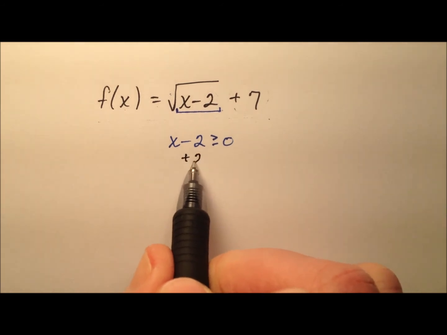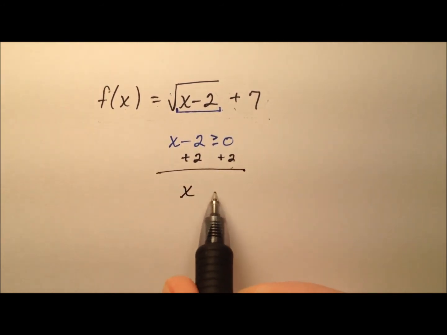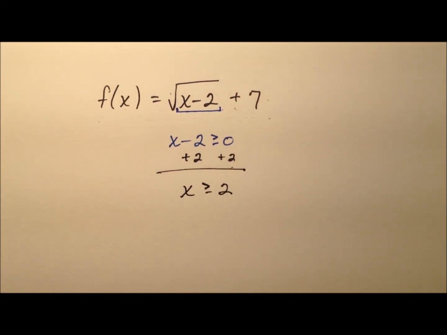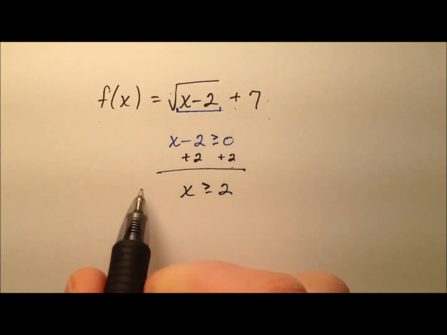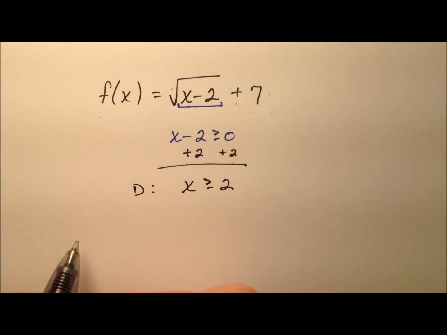Okay, so let's go ahead and add 2 to both sides to solve this inequality, and we'll see of course that x is greater than or equal to 2. So this is its domain, and we can write this a couple of different ways. So let's do it in set builder notation first.